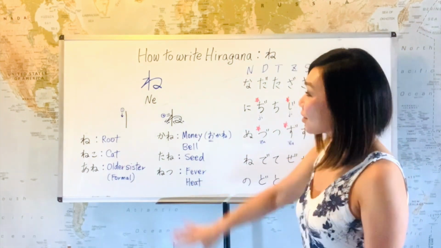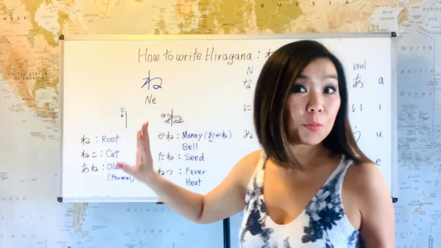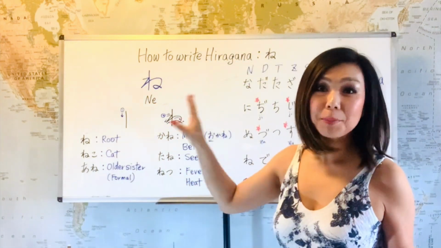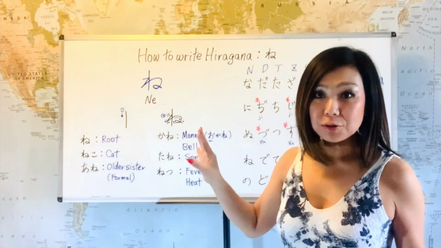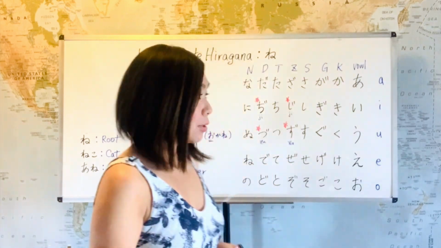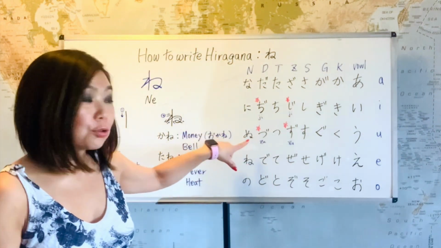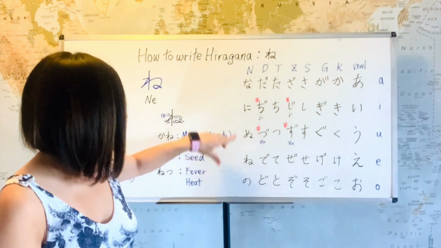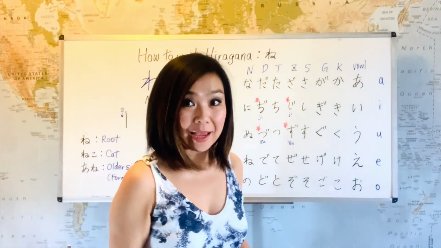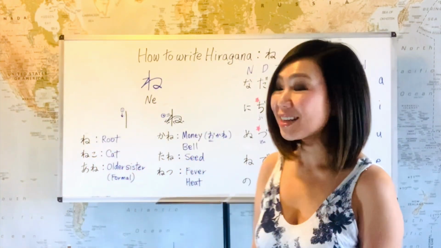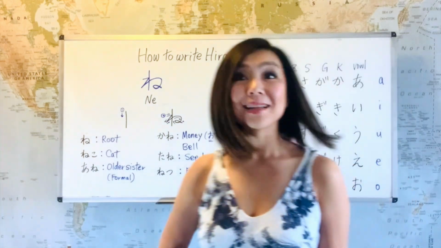All right, so today looks a little bit complicated, but I'm sure after writing about 10 times, you'll be able to write it no problem at all. Just don't get confused with a nu and a ne, okay? So ne has the vertical line, all right? So today's lesson was how to write hiragana, ne.